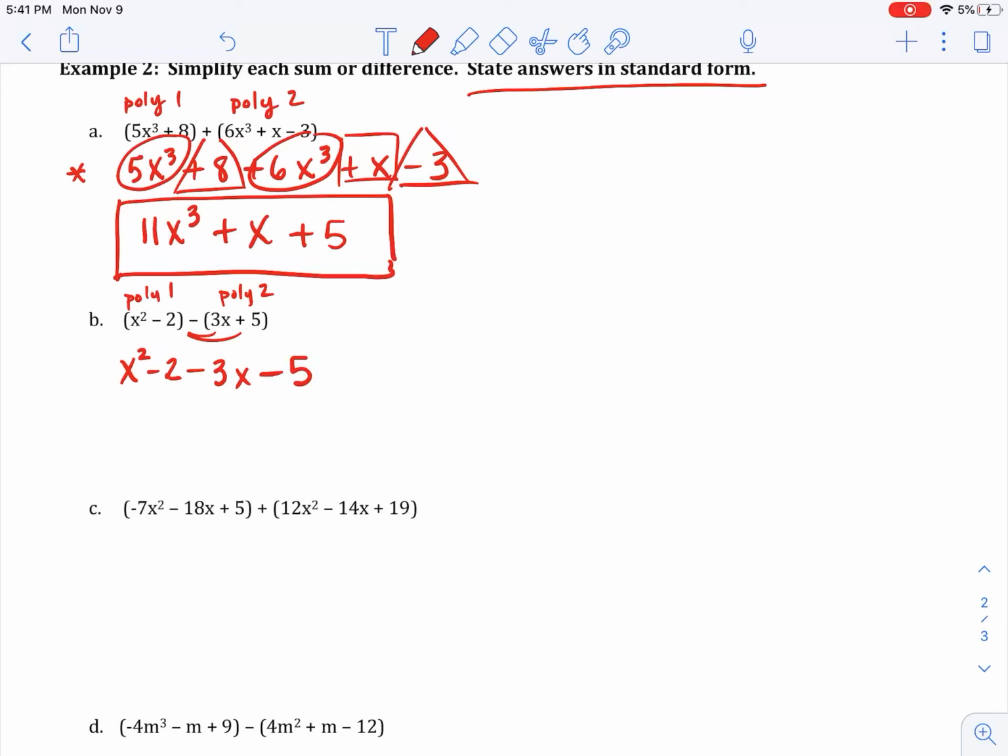So I think it's important to rewrite the polynomial when there's subtraction in between. You should rewrite polynomial number 2 with all of its signs changed, because when a minus is in front of the parentheses, it's trying to tell you to do the opposite of whatever's in the parentheses. All right, if I combine my like terms, the only like terms we really have are the minus 2 and the minus 5. But remember to state it in standard form. First x squared, then the minus 3x, and then combine those constants into a minus 7. We want our exponents going down. We want to write our answers in standard form.